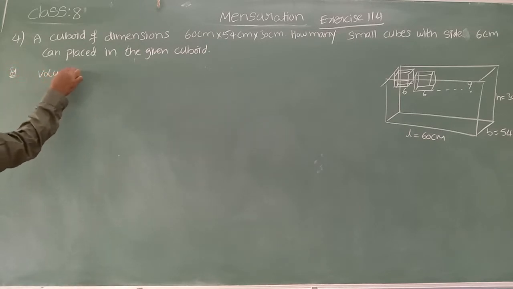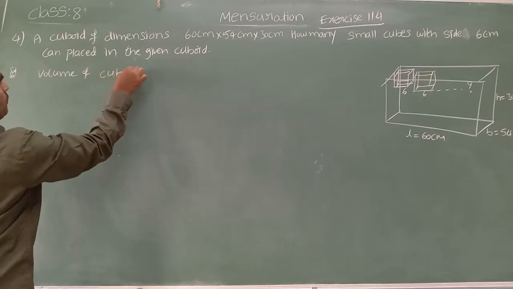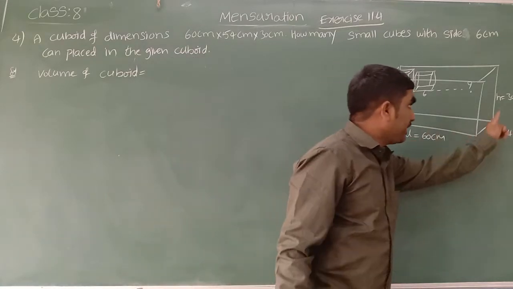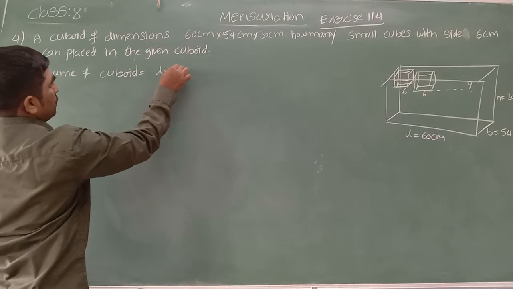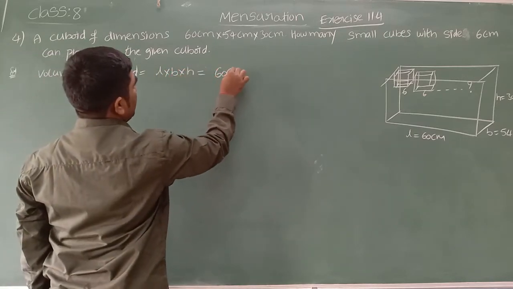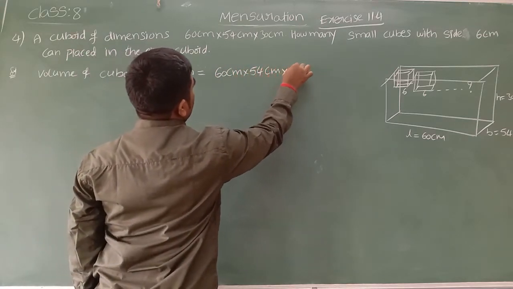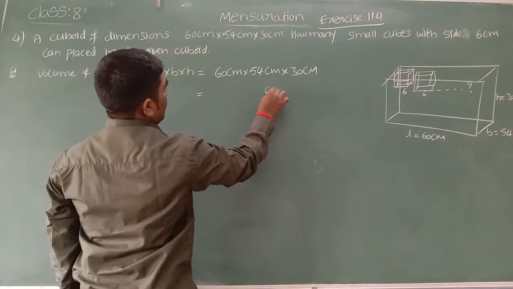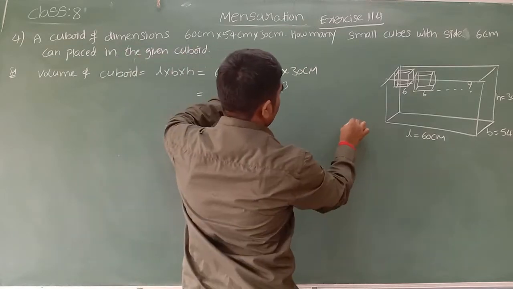Yes, volume of cuboid. So what is the formula we have? When we know length, breadth, height, to find the volume of the cuboid, we have a formula: length into breadth into height, which is equal to 60 centimeters into 54 centimeters into 30 centimeters. Units are cubic centimeters multiplied, right?